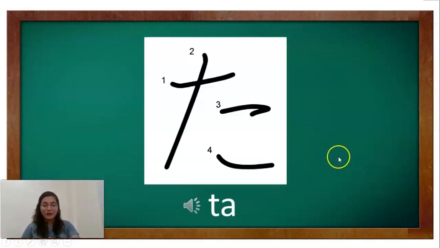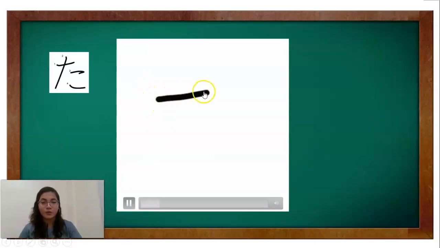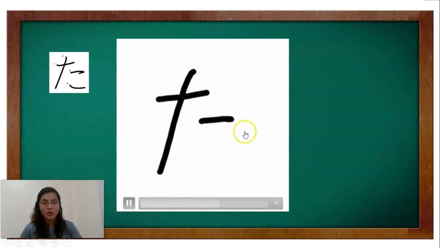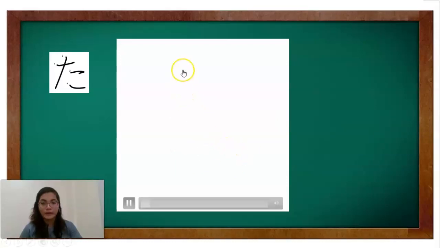And now is our T row. This starts with ta character. This has 4 strokes. 1, 2, 3, 4. Okay, let's try it one more time.